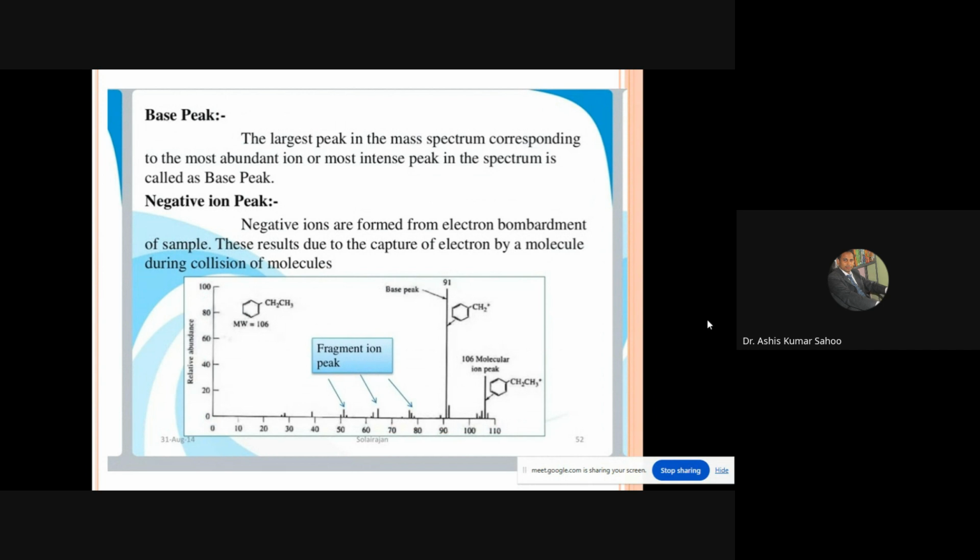So you can see, these are the different fragments, and this is the base peak. The base peak can be the molecular ion. Here this is the base peak, and here is the molecular ion. So the base peak is the most stable or most abundant peak. These are the different peaks we will observe in the mass spectrum.